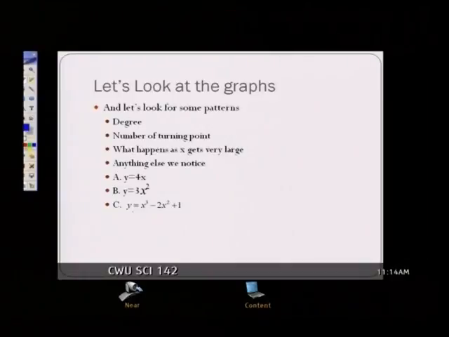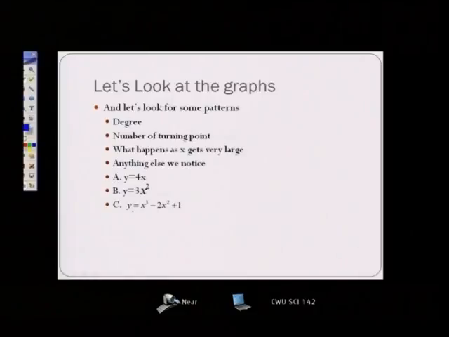Let's flip back to the computer real quick. And let's take a look. We're going to do a brief investigation here in class. We're going to take a look at some of these properties that polynomials have that we want to explore today. So for each one of these, what's the degree? What's the number of turning points it has? And that's one that you probably haven't talked about before, but a turning point is when a function goes from increasing to decreasing, or the reverse, from decreasing to increasing.